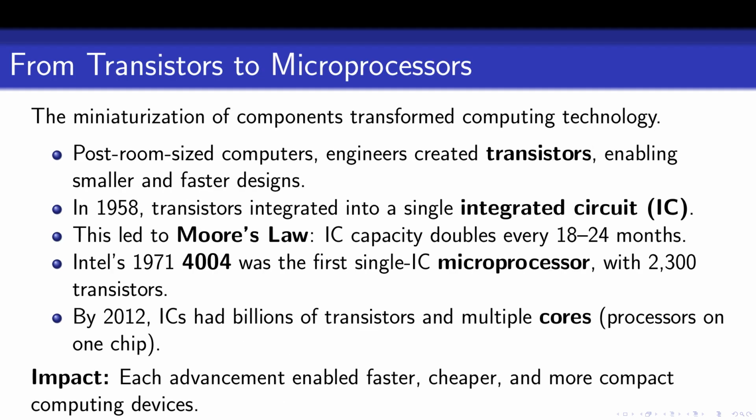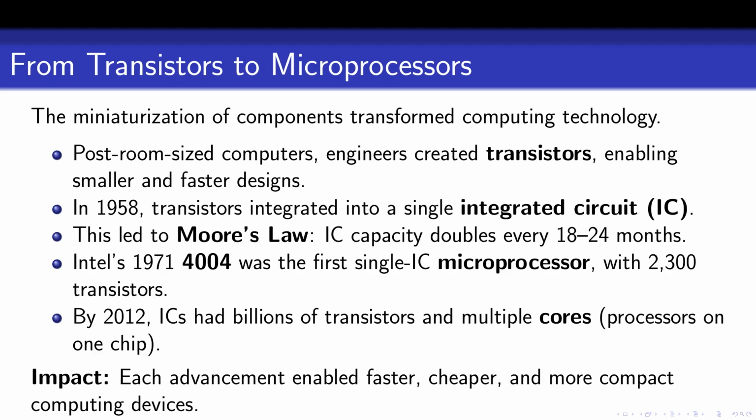Let's go back in time for a moment. Once computers were no longer room-sized machines, engineers worked to make their internal components smaller, faster, and more efficient. One of the key innovations was the transistor, a tiny electronic switch. By 1958, engineers had figured out how to put multiple transistors onto a single chip, creating what's called an integrated circuit, or IC. This paved the way for Moore's law, the prediction that the number of transistors on a chip would double roughly every 2 years.